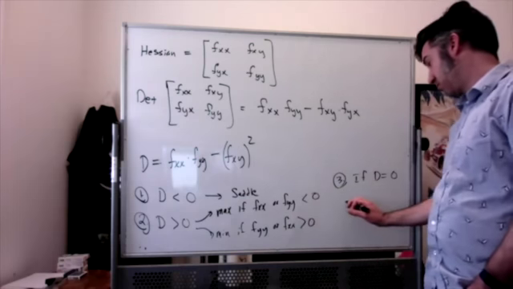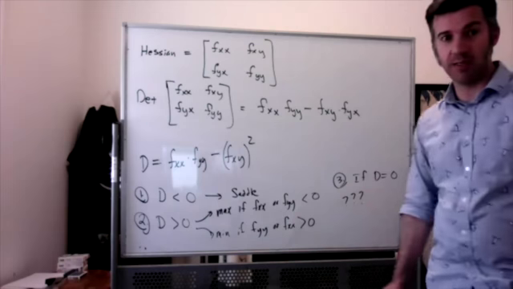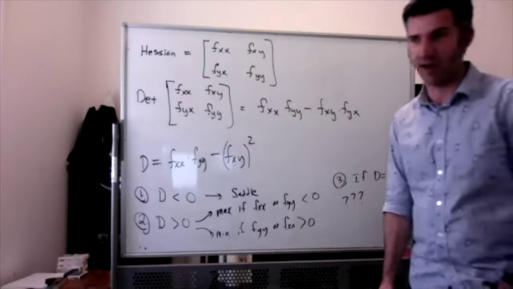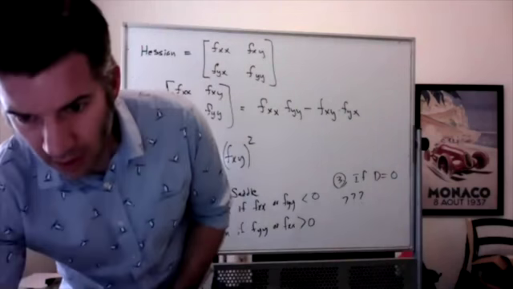So if it's equal to 0, more inspection is required. And I'll show you an example of this as well if we have the time. Yeah, we should have the time. Okay.